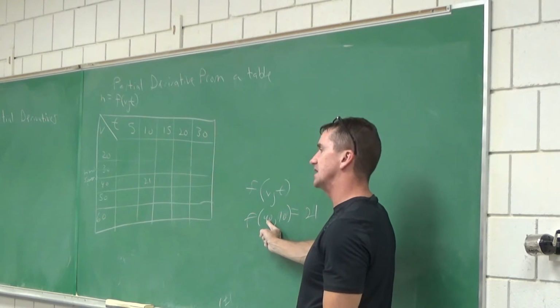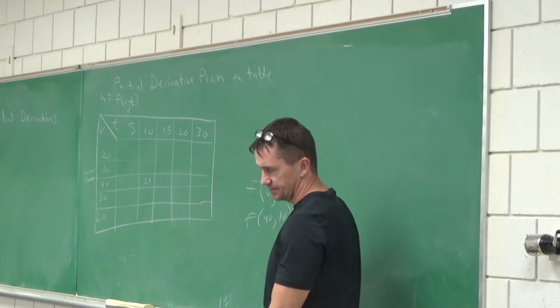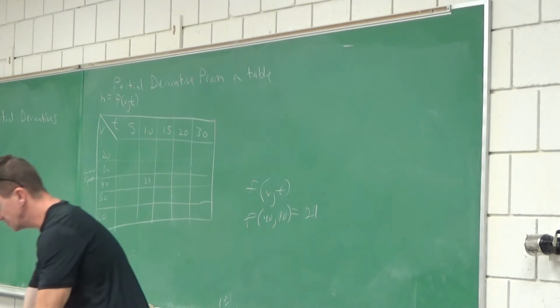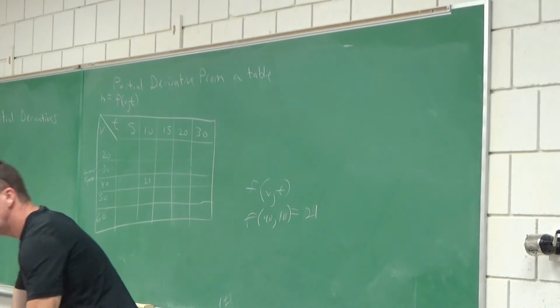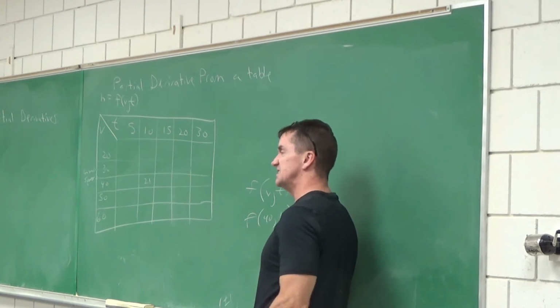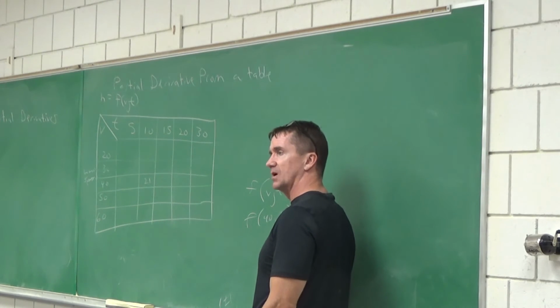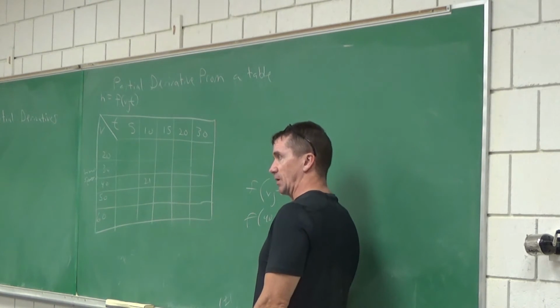When the velocity is what? 40. Yeah, what were the units for the wind speed? What were the units? Knots? 40 knots. But it's been blowing for how long? 10 hours. 10 hours straight consecutively. The height of the waves is what? 21 feet. This is in feet.